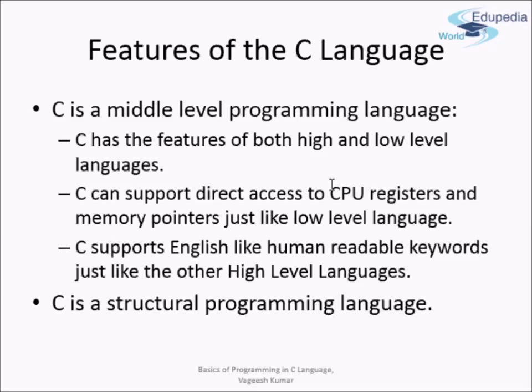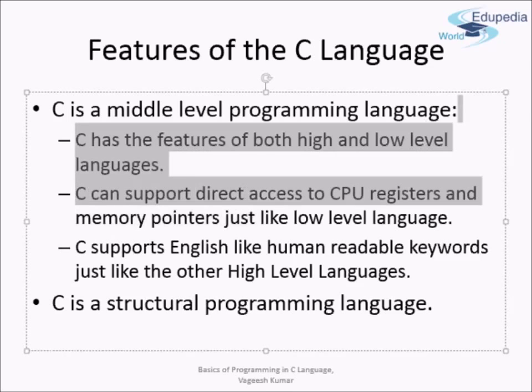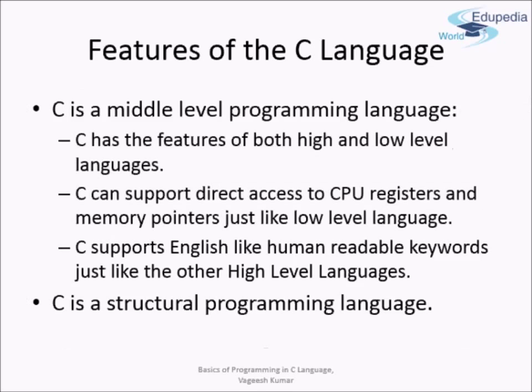So C language has a capability which is supposed to be the capability of a low level language only, that it can straight away access the CPU registers, and it can also access memory locations straight away, which we know as the concept of pointers in C language, which we will study throughout our course. So that is why C is also a low level language. But apart from this, C supports English like human readable keywords. Because of this, C is a high level language. So all these features make C a middle level programming language.